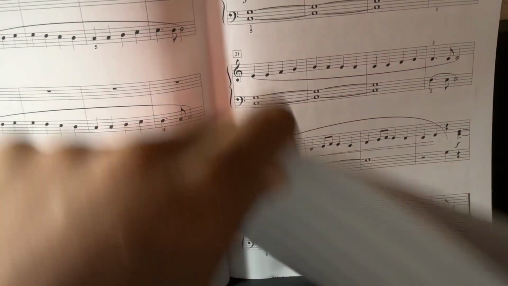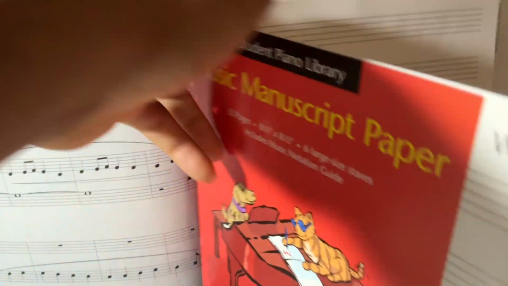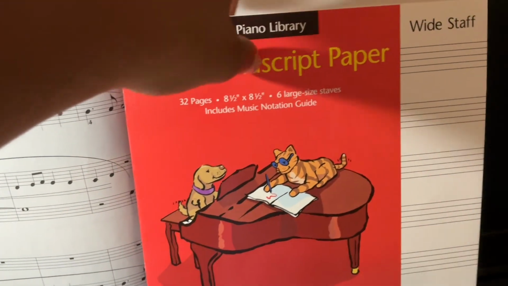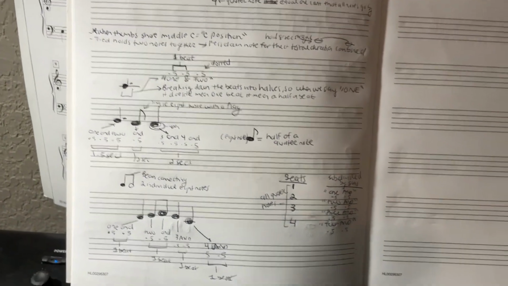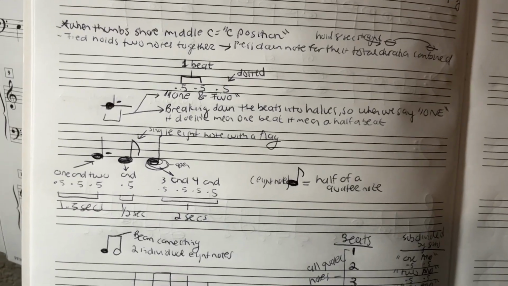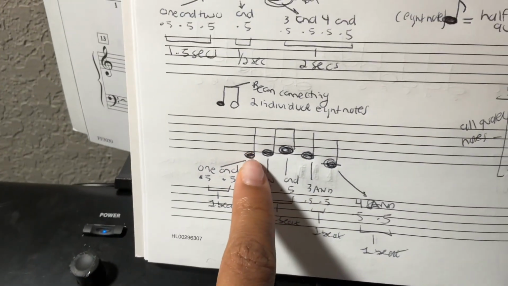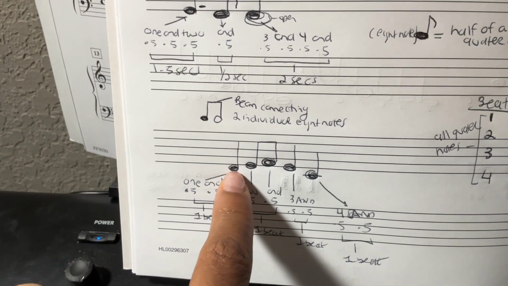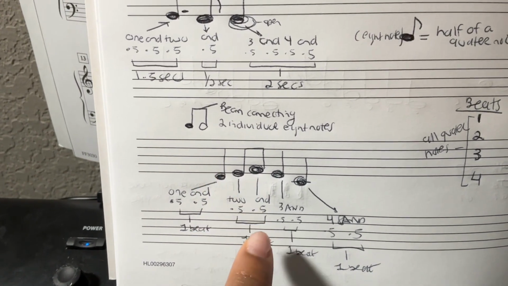And then I wrote in my manuscript book. It's just pretty much plain paper with the staff. And so this is how it makes sense to me. So let's say we have a regular quarter note, like right here. A regular quarter note is equivalent to you saying one and.